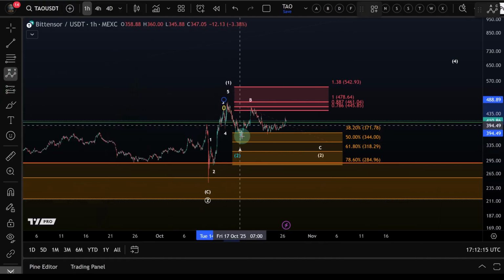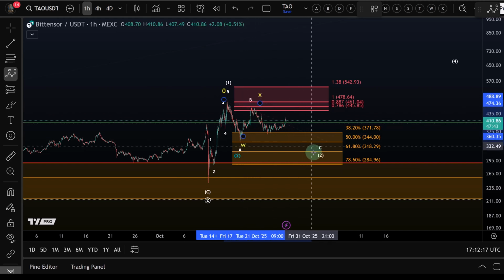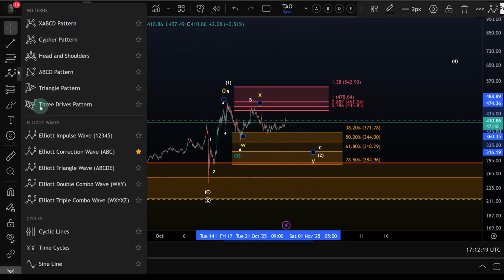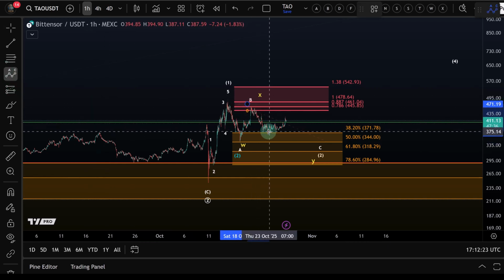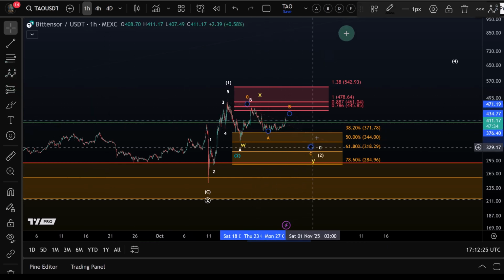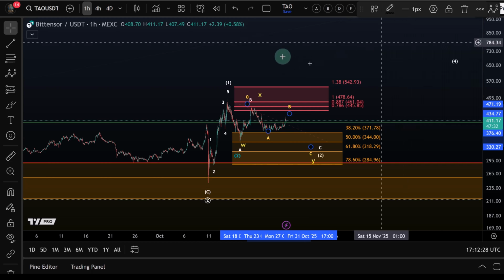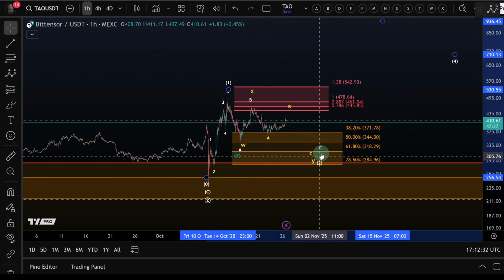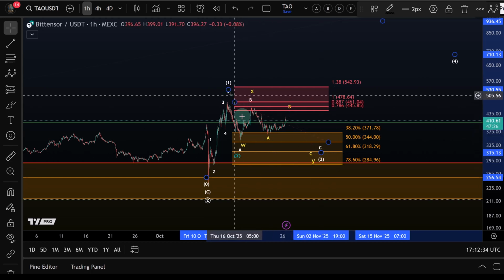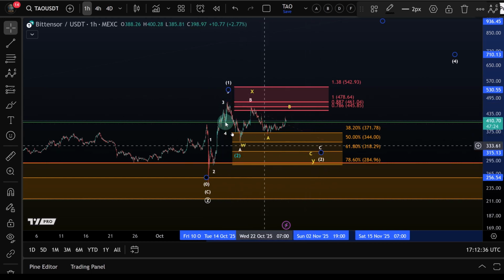So let's say a correction could be a WXY, and the Y wave is an ABC. So it could work. You know, this could play out. We don't know that yet, but just to answer that question. So it means this correction, which is potentially a wave 2 for tau, can be a WXY structure. It could also be an ABC.